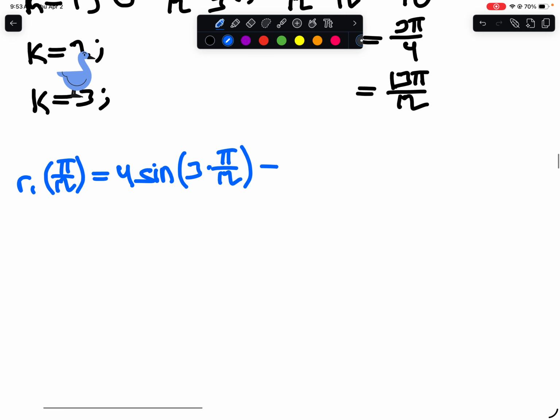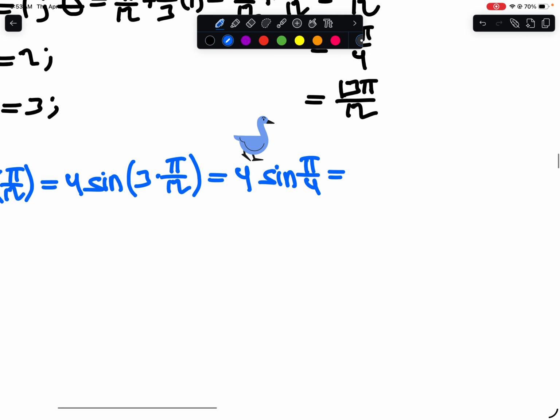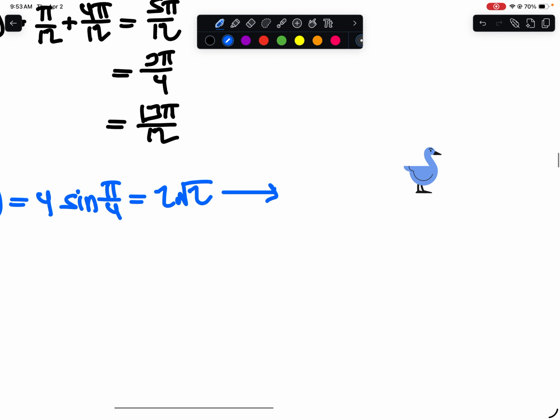So 4 sine, and then that's going to be pi over 4. Sine pi over 4 is going to be root 2 over 2, so that's going to be 2 root 2. So this point is going to be 2 root 2 in the direction of pi over 12.